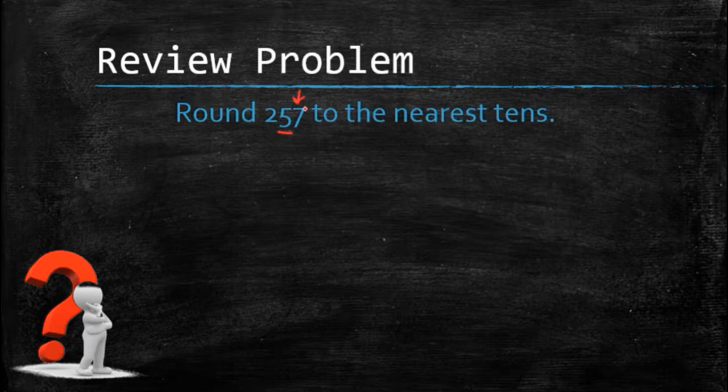Now we have to ask the question. Is 7 5 or above? And the answer is yes, 7 is larger than 5. So we're going to give that 5 a shove. And the number will be 260. Let's circle our answer because we are super confident that that is the correct answer. If you do not understand this, please raise a quiet hand and someone will come assist you.